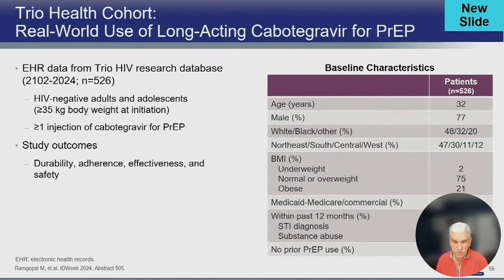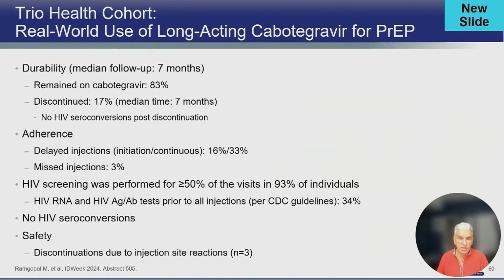This is data that I've participated in, looking at a cohort of patients from 2002 to 2024 who were on long-acting cabotegravir, and you can see that we had a significant number of patients to look at. In our population, about 77% were male, and what we found was the durability: the median follow-up was 7%, and over 80% of the patients remained on cabotegravir, with only about 1 in 5 discontinuing. There were no seroconversions post-discontinuation. There were people who had delayed injections: 16% had some delayed injections, and 3% had missed injections.